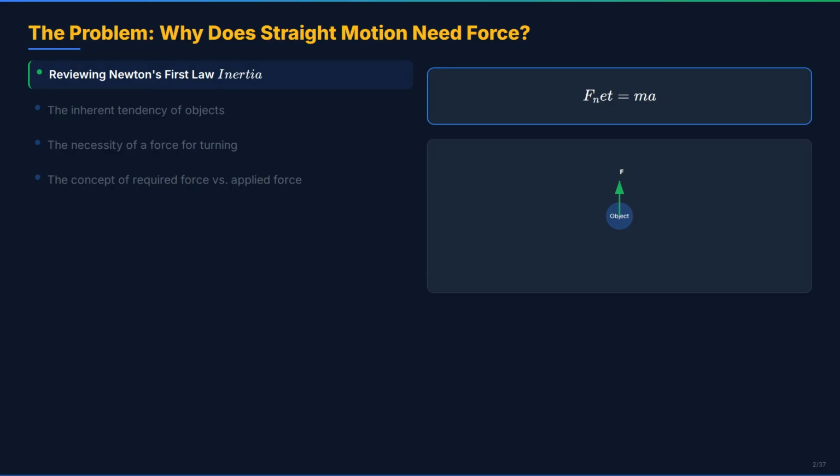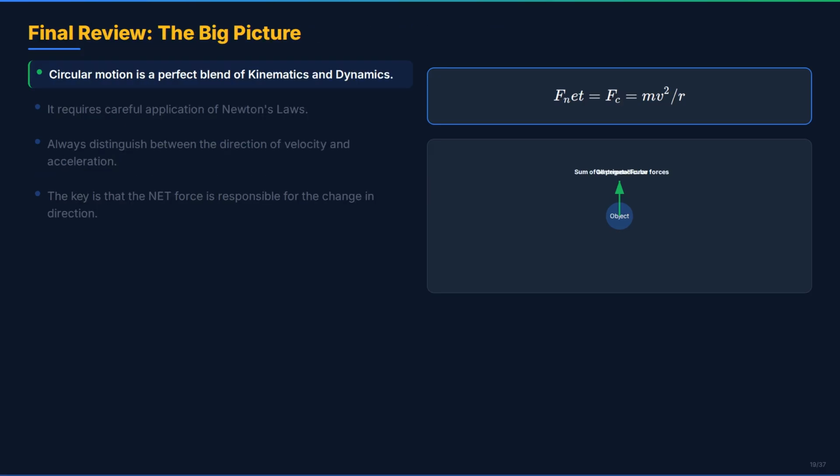Remember Newton's first law? Objects want to keep doing what they are doing. If there's no force, they keep moving straight. We use geometry, specifically similar triangles, to visualize how the velocity changes. If we look at the velocity vector over a small time, we see a right triangle forming. The hypotenuse represents the initial velocity, and the adjacent side relates to the final velocity. The change itself is what we calculate.